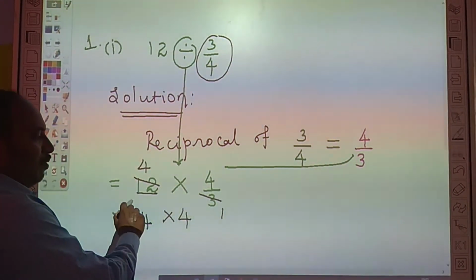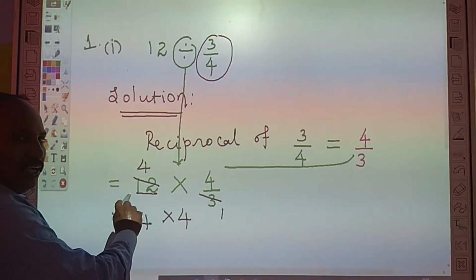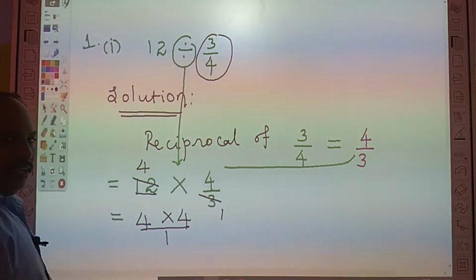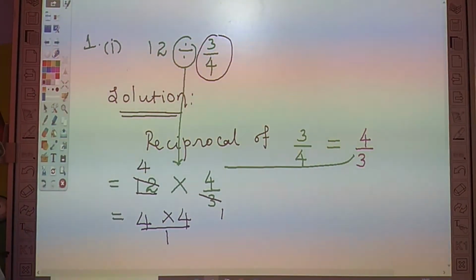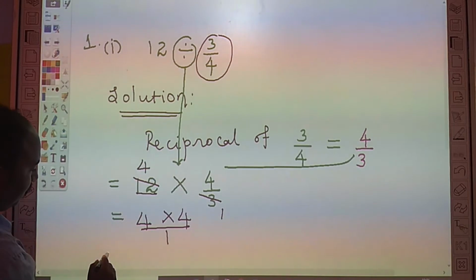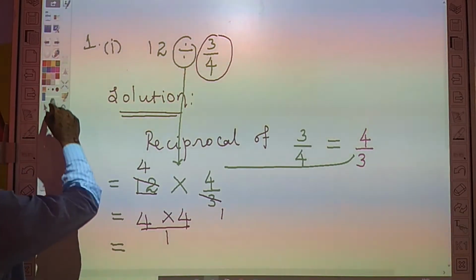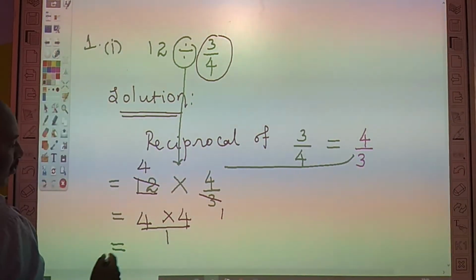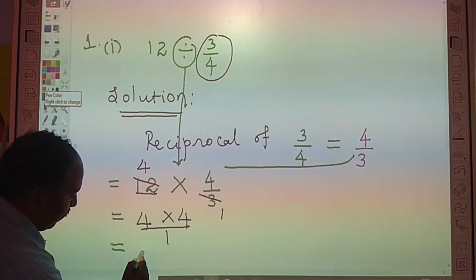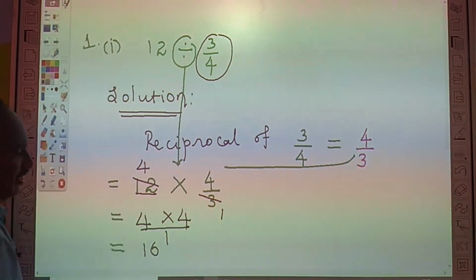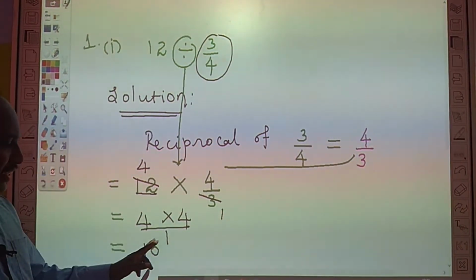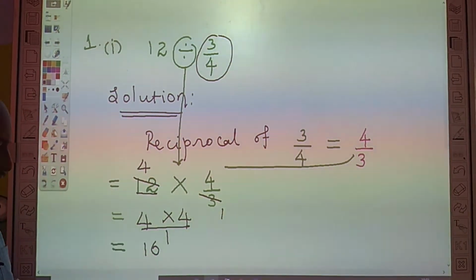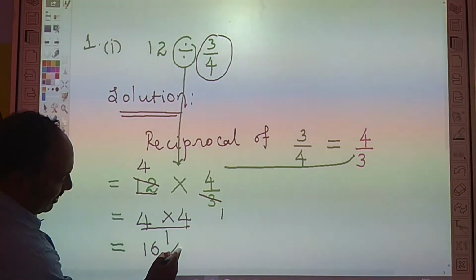We multiply numerator into numerator. Denominator, one only having. So 4 into 4 is equal to 16, 4 4s are 16. 16 divided by 1 is equal to 16. So our answer is 16.